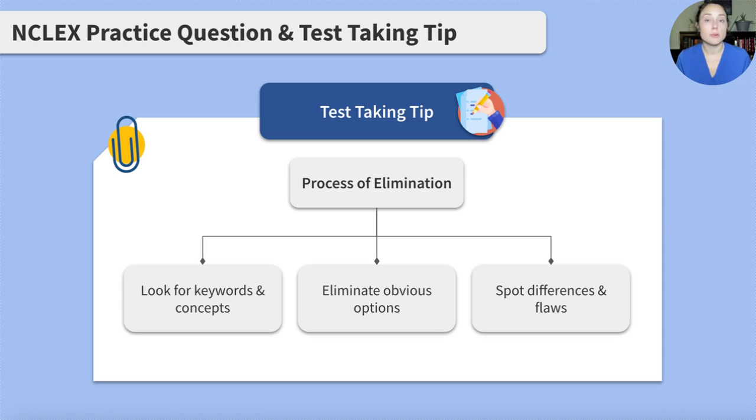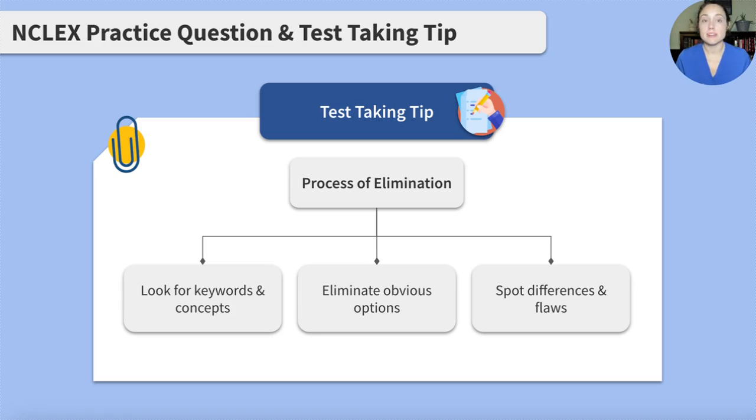Pay attention to keywords or concepts like most or priority. Then, identify and eliminate obviously incorrect options. Trust your nursing judgment here. These can include options that are factually incorrect or contradictory to the standards of safe nursing care. For instance, if an option has a client that's in distress, but you're leaving that client, rule it out.